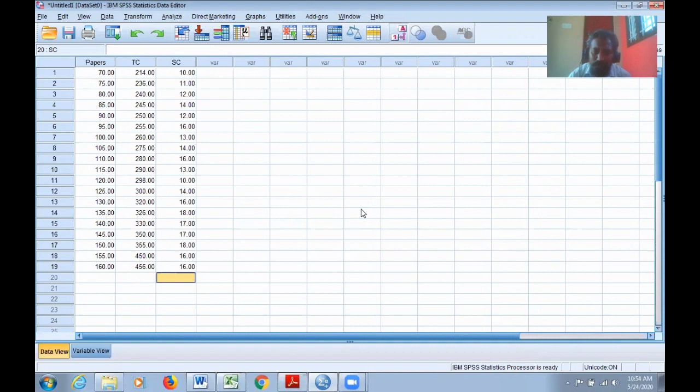I just thought of sharing with you all how these kinds of related numerical data can be put into a correlation test in SPSS.